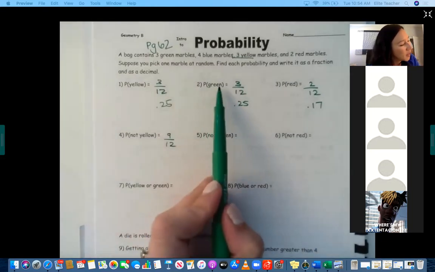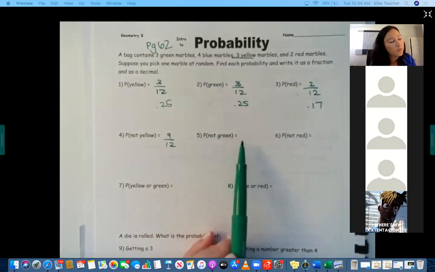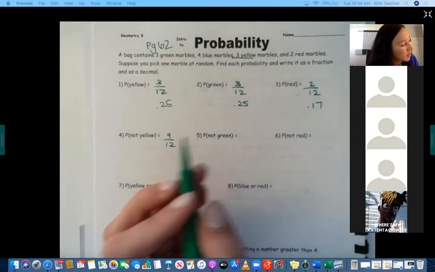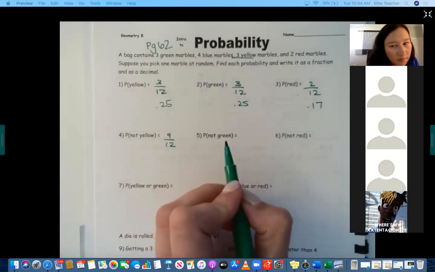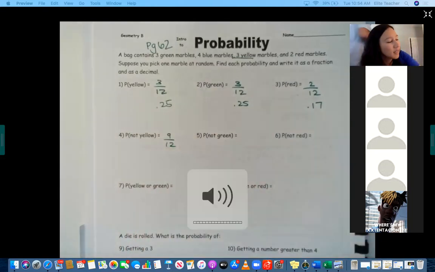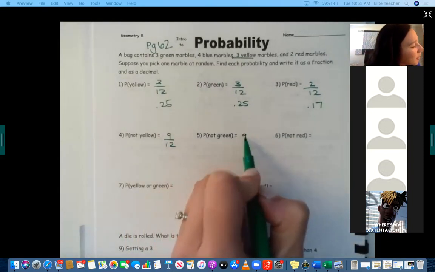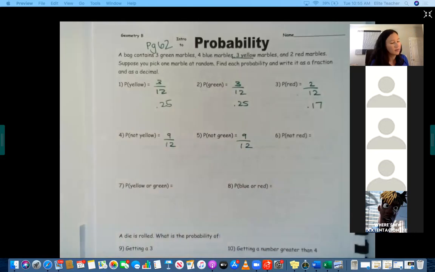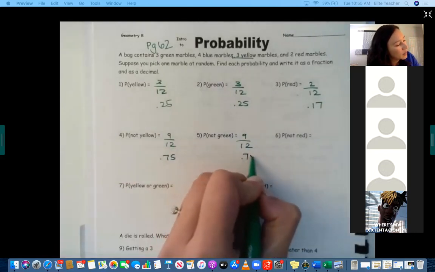So then the probability of picking green was 3 out of 12. So then the probability of not picking a green would be 9. What was that? Did someone say it? Sorry. Wouldn't it be 9 again? Yep, it would be 9 again. So let's see. That would be 0.75 and 0.75.